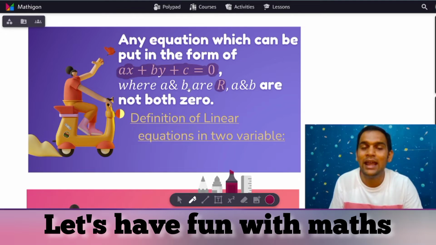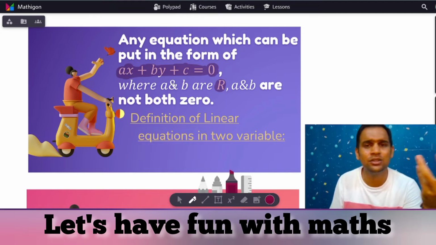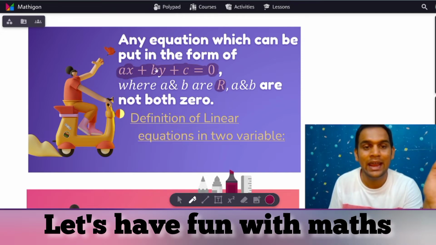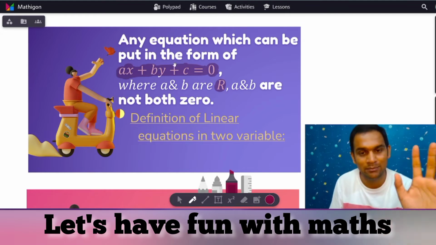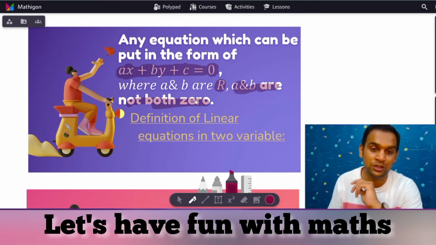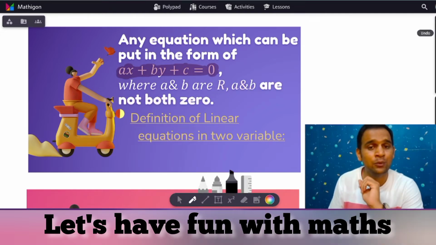What is the meaning of that? At one particular time, either of them can be 0. a can be 0 or b can be 0. At the same time, both cannot be 0. Like a and b both cannot be 0 at the same time. That is the meaning of a and b are not both 0. Okay, that is the definition of linear equation in two variables.